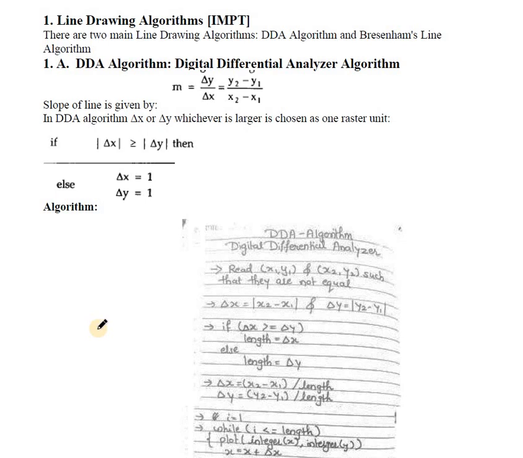In this video, we are going to see two important line drawing algorithms and two important circle drawing algorithms. To start with, we start with the first line drawing algorithm, that is DDA algorithm. DDA stands for Digital Differential Analyzer Algorithm. So what is this algorithm all about?